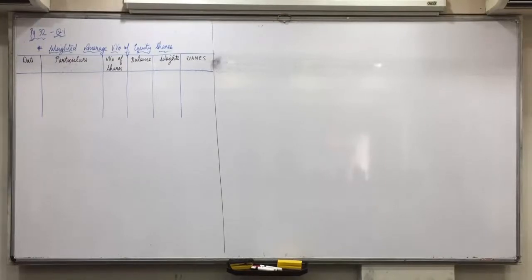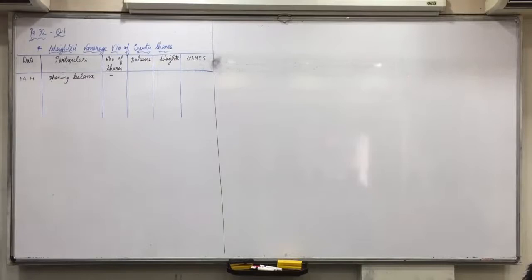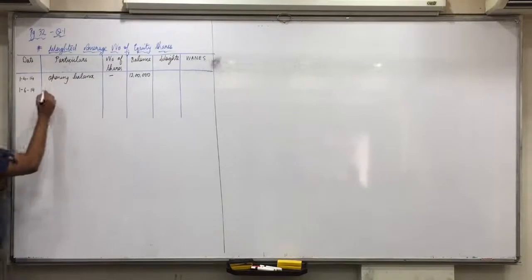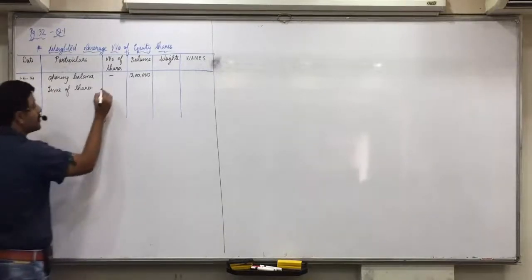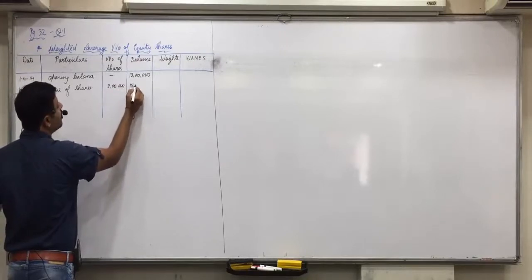Now, X Limited has 12 lakh equity shares outstanding on 1st April 14. On 1/4/14, the opening balance comes directly in the balance column, 12 lakhs. Opening balance will directly come in the balance column. Any doubts so far? Now on 1/6/14, the company issued shares. So what are we going to do? Add. On 1/6/14, issue of shares, you have to add 3 lakhs. So 12 lakhs plus 3 lakhs, 15 lakhs.